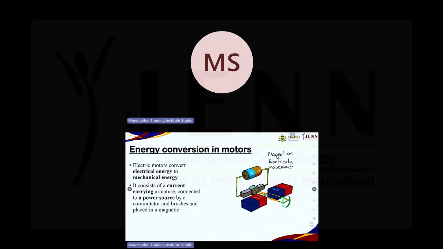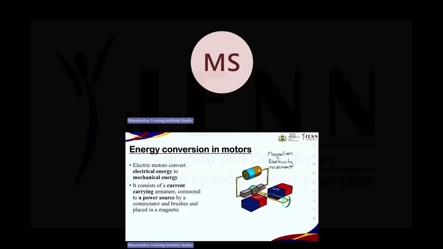So it consists of a current carrying armature, which is connected to a power source by a commutator. So the commutator is going to be your coil and the circuit that we work with. And then we're also going to have the brushes, like I said, which is placed in the magnet.